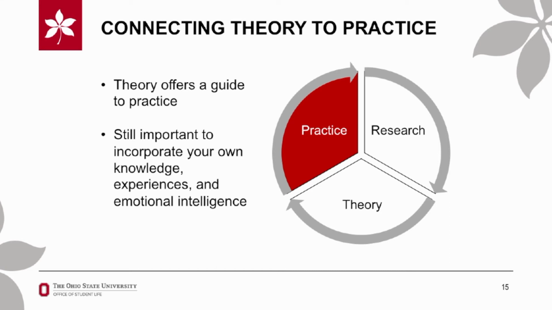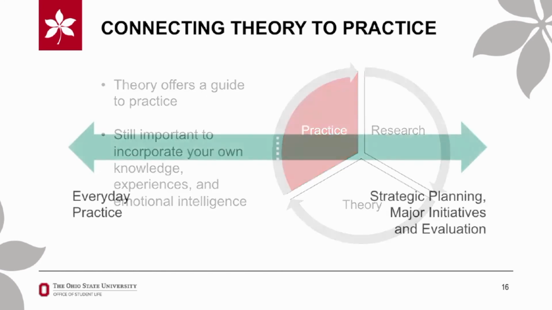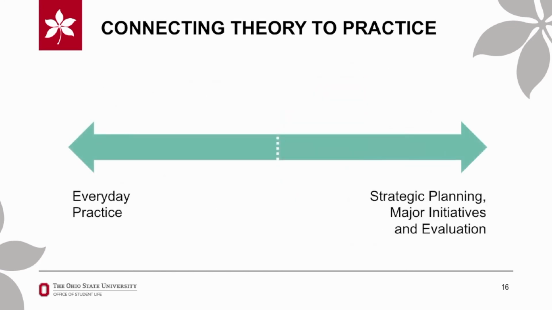As a student affairs professional, you do not need to be an expert on theory. And when you do consult theory, don't feel like you need to perfectly adhere to the author's work. Theory offers a guide that has been tested by others, but it is only meant to be a guide. It's important to use your own knowledge, experience, and emotional intelligence to apply theory to practice in a manner that makes sense to you. There are many ways to apply theory to practice, and they don't all involve direct interaction with students. This continuum illustrates the different ways that student affairs professionals apply theory to practice.